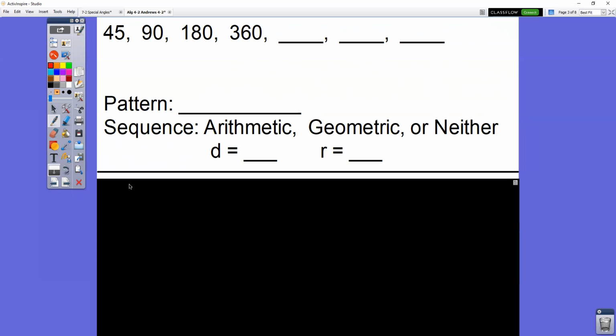I can tell right away that it's not going to be arithmetic, because I'm not adding by the same thing each time. There's a difference of 90 here, but there's a difference of 180 here. So I know that it's not going to be arithmetic because I'm not adding by the same thing each time. Therefore, I know that it has to be geometric. All right, so I want to find the common ratio.